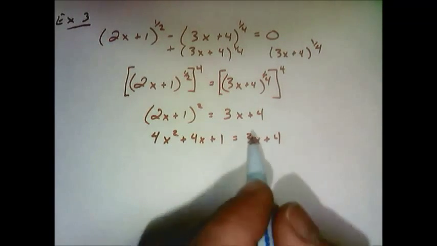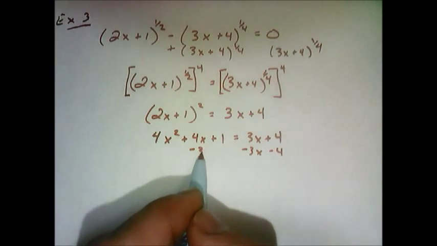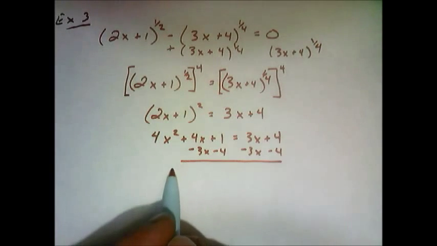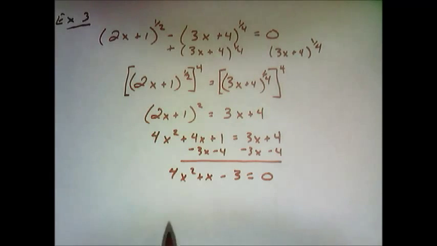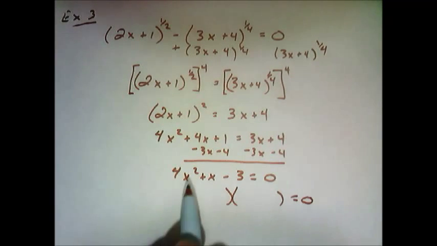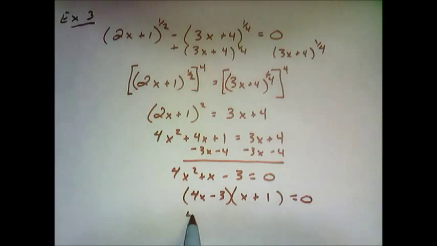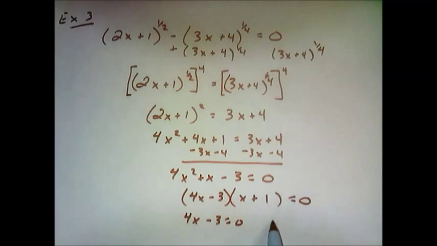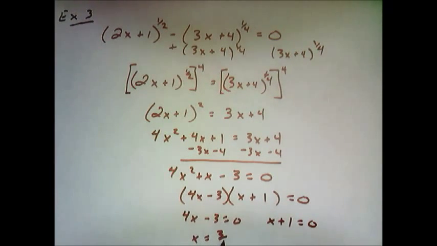Again, I have a quadratic, so I'm going to subtract my 3x and subtract my 4. So I have 4x squared plus x minus 3 equal to 0. Go ahead and factor this quadratic, and I get 4x minus 3 and x plus 1 equal to 0. Solving for x, after I set them equal to 0, I end up with x equals 3/4 and x equals negative 1.